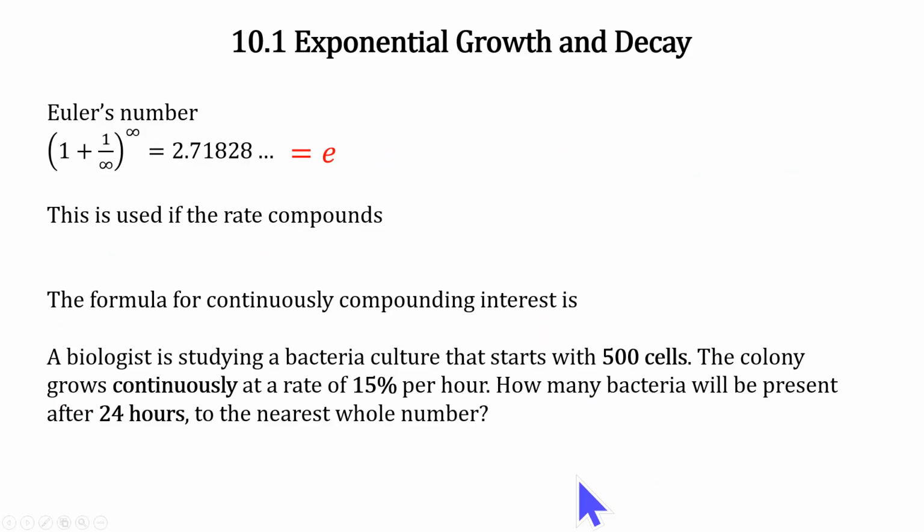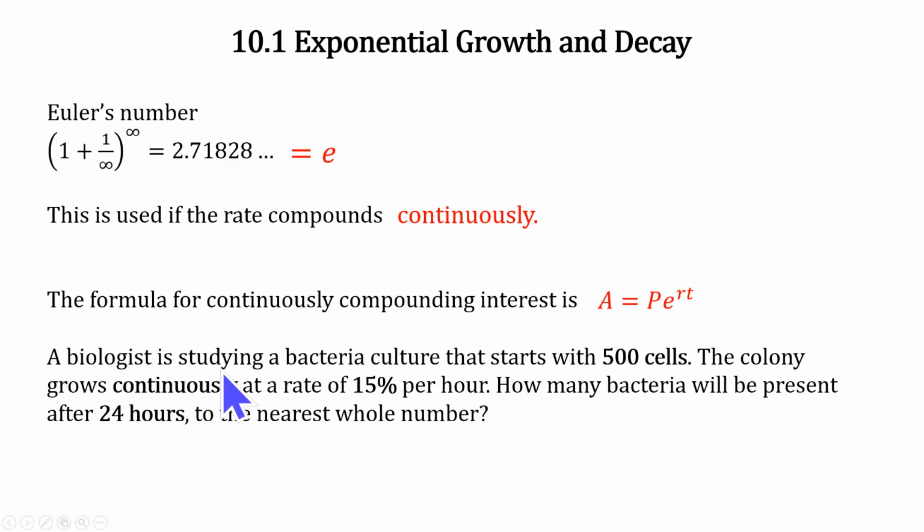This is if it compounds infinitely many times over the course of 1 year, of 1 unit of time. So you're dividing the interest rate infinitely and then getting that much interest infinitely many times throughout a year. So that's used if the rate is compounded continuously. And so we have a new formula for continuously compounding interest: A equals P times E to the RT.